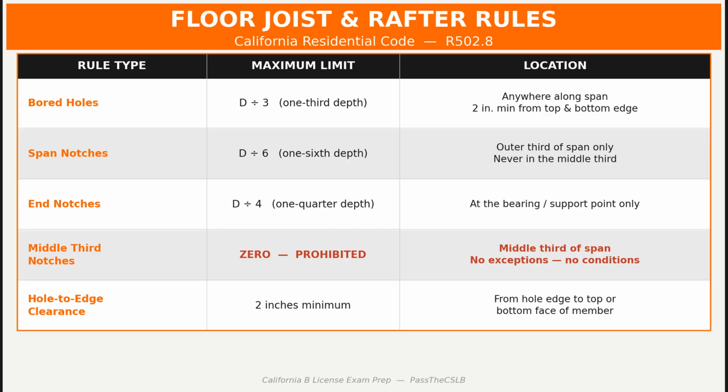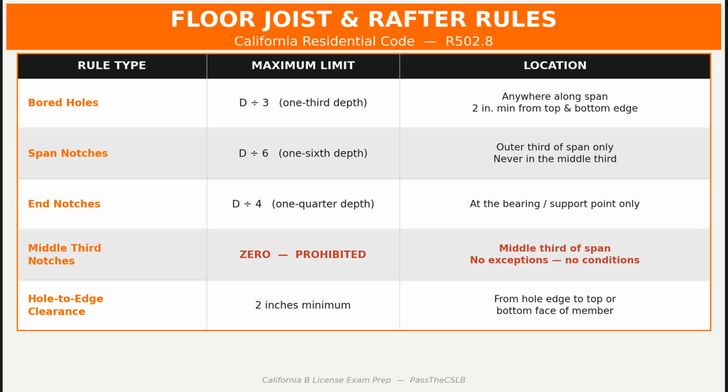For end notches, maximum depth is 1/4 of the actual depth at the bearing point only. And the rule that completes this section: no holes and notches may occupy the same cross-section in a member. Measured horizontally along the span, they must be separated by at least 2 inches.